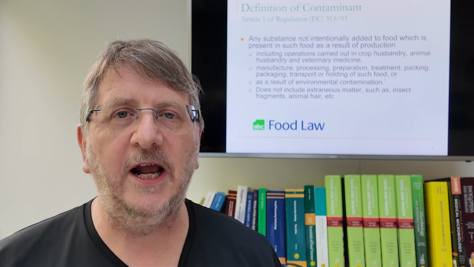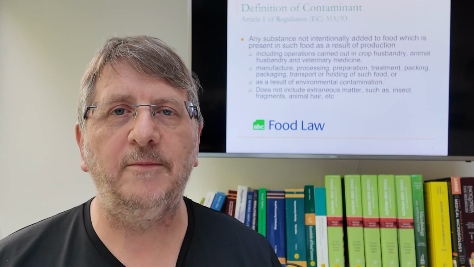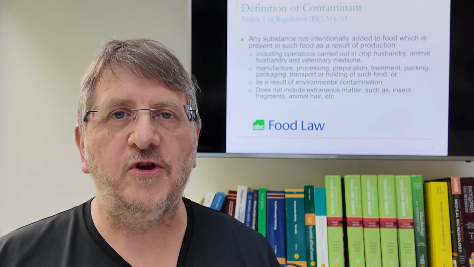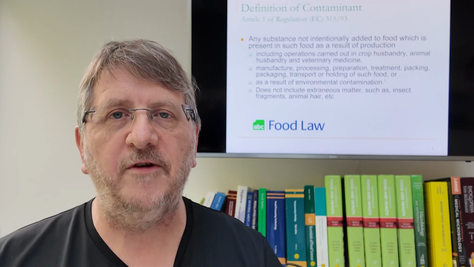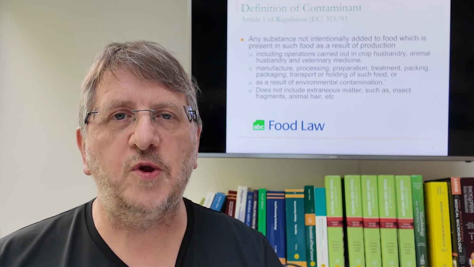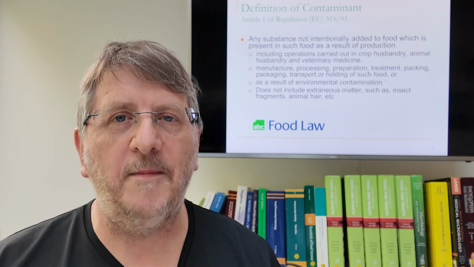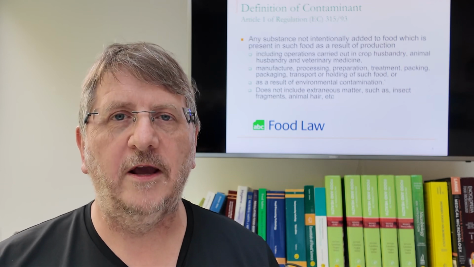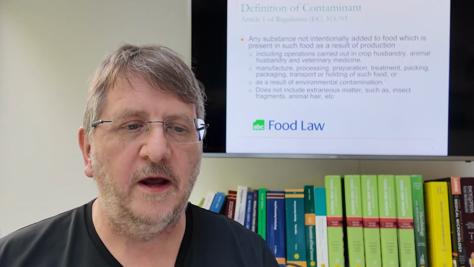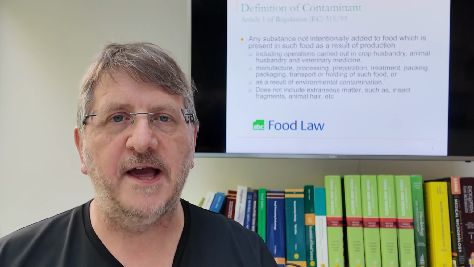Now, what do I mean by production? Well, production includes the very beginning, the primary production of food, so animal husbandry. So, for example, you may get contaminants that are introduced through the use of veterinary medicines. It could be a contaminant that's introduced by the harvesting and storage of cereals. So we go through the primary production, the farming end of production, if you like. But it could happen during manufacturing, processing, preparation, treatment, packaging, transport. It could be as a result of environmental contamination.